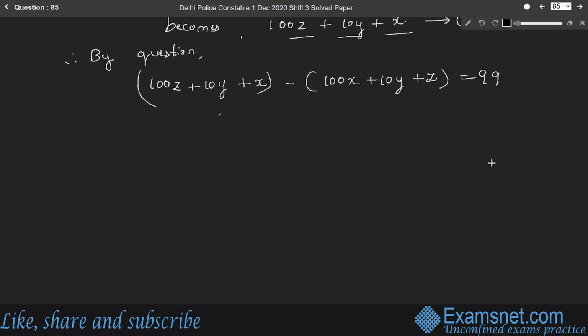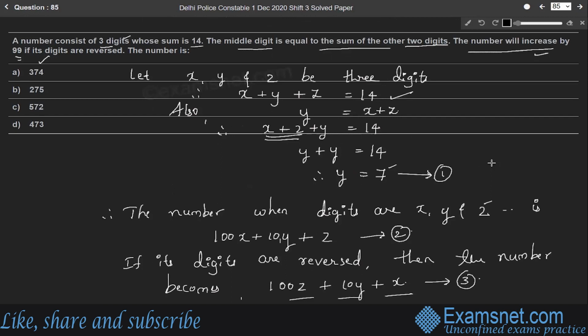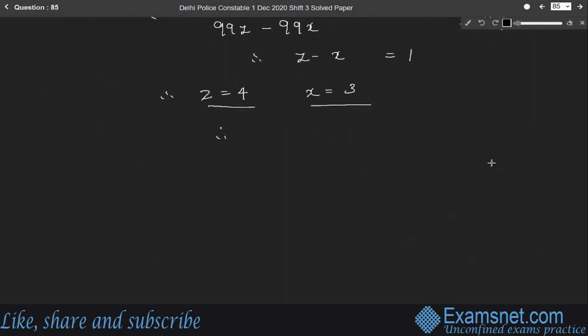So 100Z minus Z is 99Z. 10Y minus 10Y gets cancelled. Minus 99X is equal to 99. Therefore, Z minus X is equal to 1. It is possible when Z is equal to 4 and X is equal to 3, so that these two values satisfy the condition where the middle digit is equal to the sum of the other two digits. The middle digit is Y, 7. So Y is equal to X plus Z, which is 4 plus 3, equal to 7. So this condition is satisfied, right?